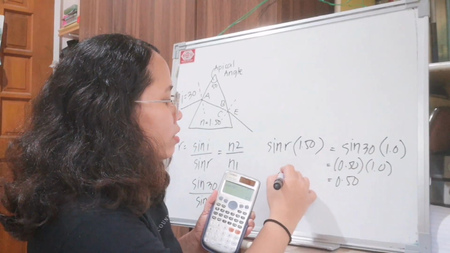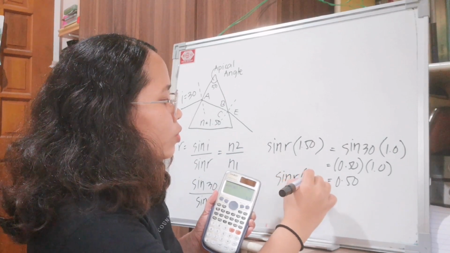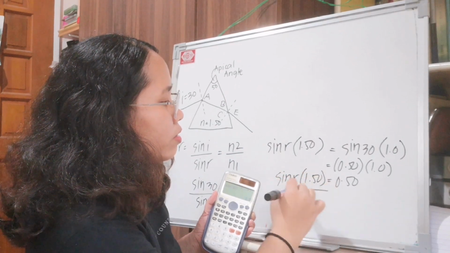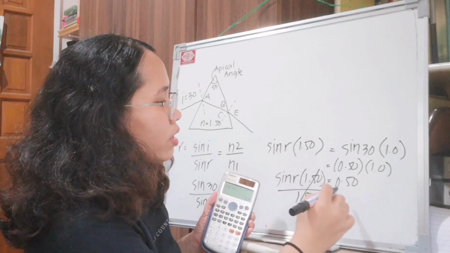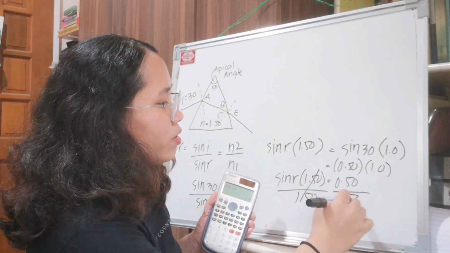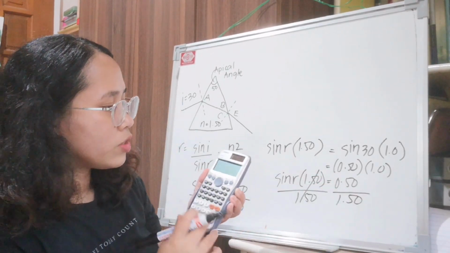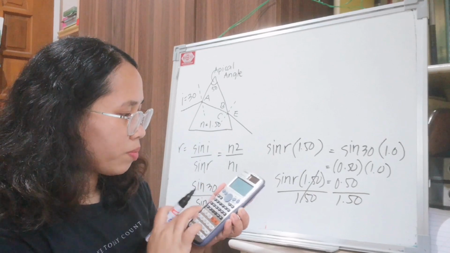And then, to remove the 1.50 here, it cancels out. So 0.50 over 1.50.